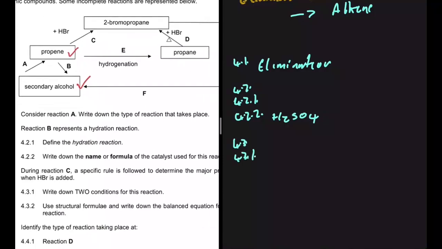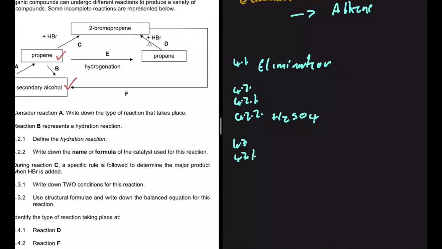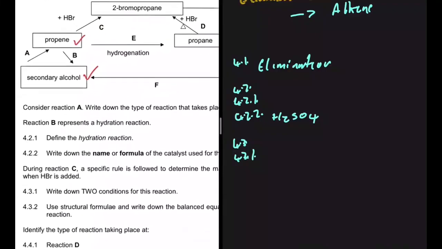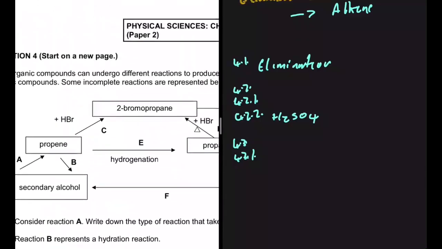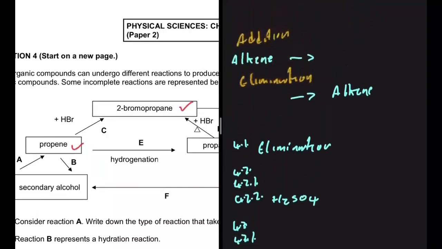During reaction C, a specific rule is followed to determine the major product when HBr is added. Let's look at reaction C. So for reaction C, we're starting with propene and we end up with 2-bromopropene. So let's go back to our conditions. Do we start with an alkene? Yes, we do. So we know that reaction C is supposed to be an addition reaction.